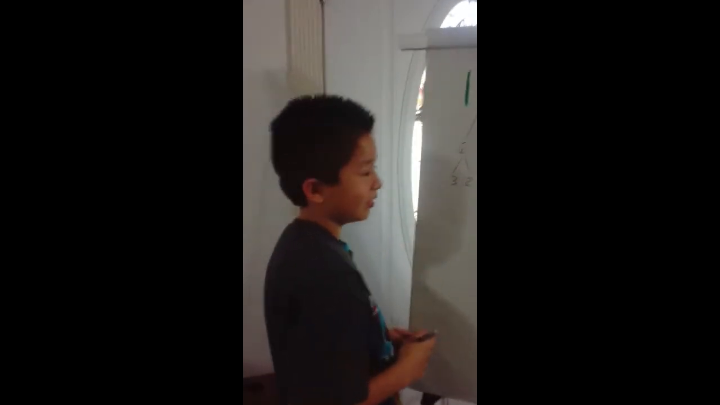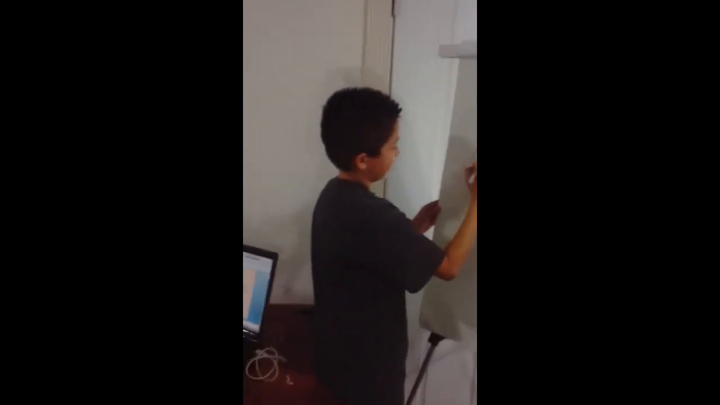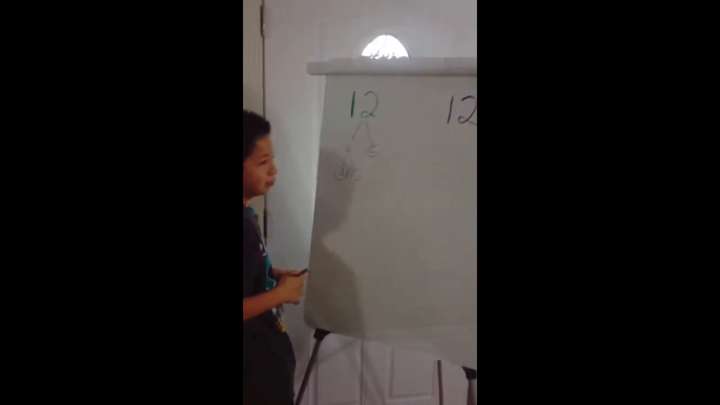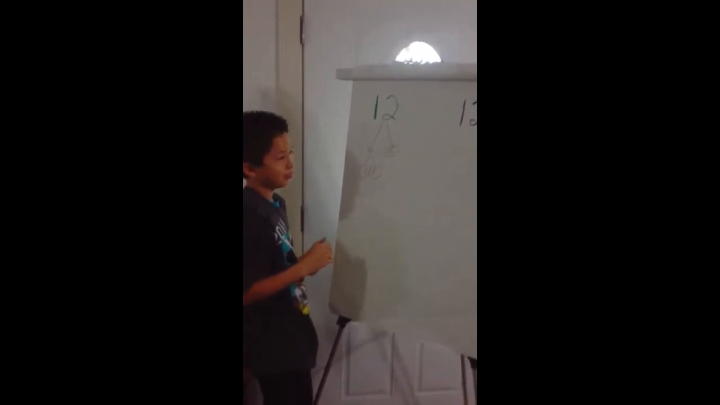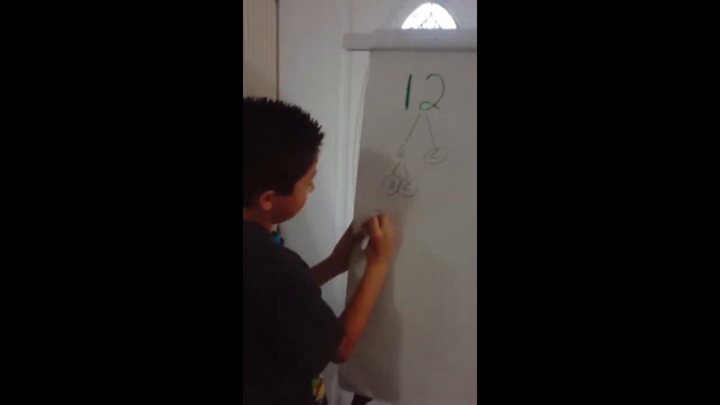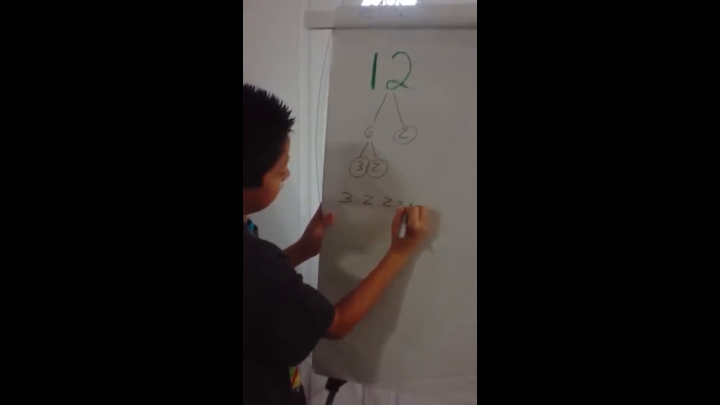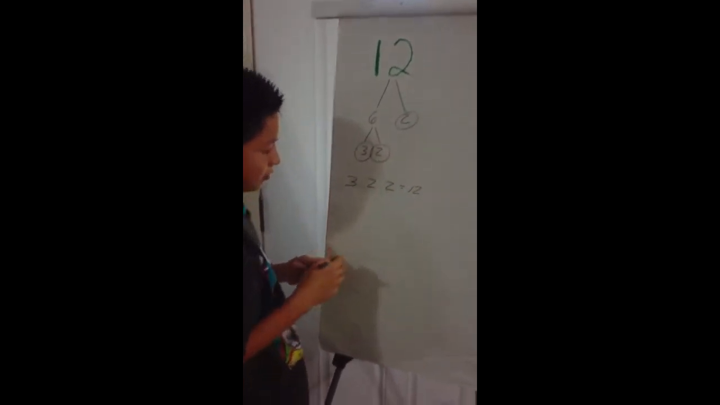Alright, is there anything else you need to do? Right, circle all your primes. Now that you've circled all your primes, the last step is to multiply each of those circled primes. Very good, Edwin. That was real good.